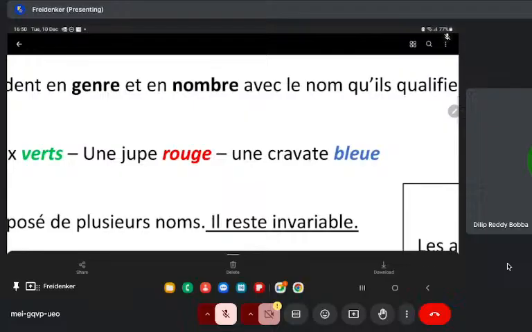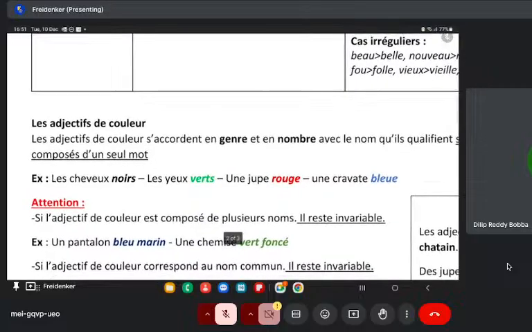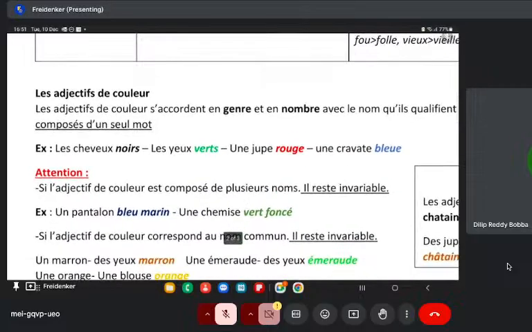Une cravate is feminine. So the adjectives will follow whatever is applied to the noun before it, and it will apply to the adjective as well. So if it is masculine, it will be in the masculine form. If it is feminine, it will go to the feminine form. If it's plural, then you have to see whether you'll have to add an s or not. You have to keep seeing. So basically, the noun and the adjective are in agreement, so they're agreeing with each other.